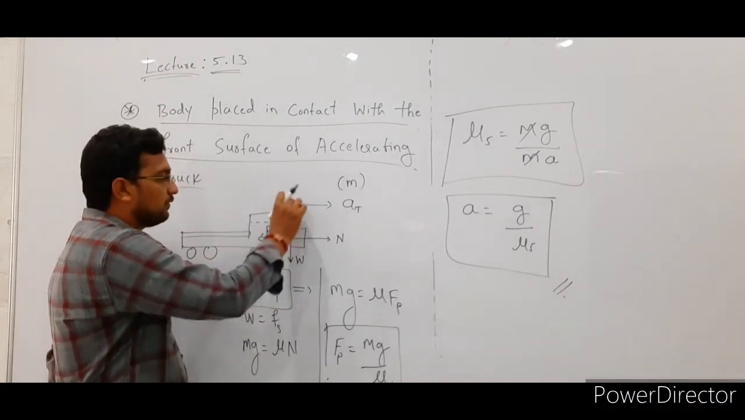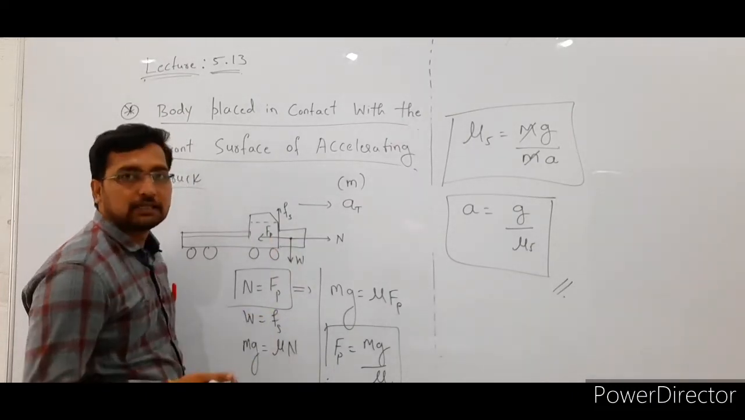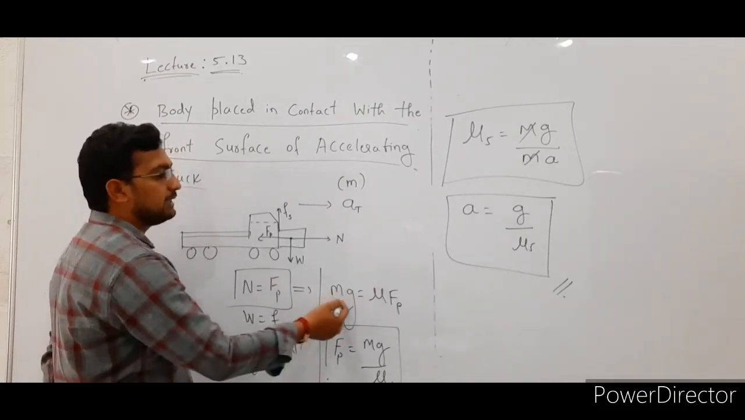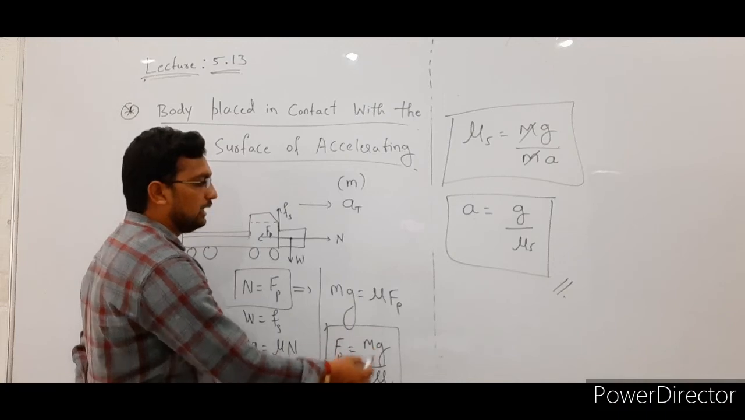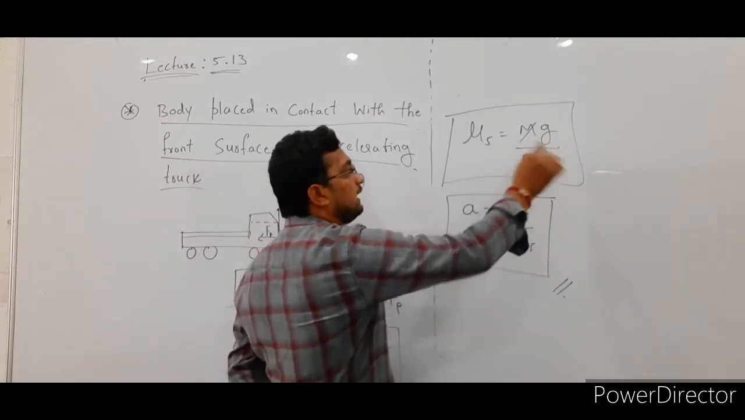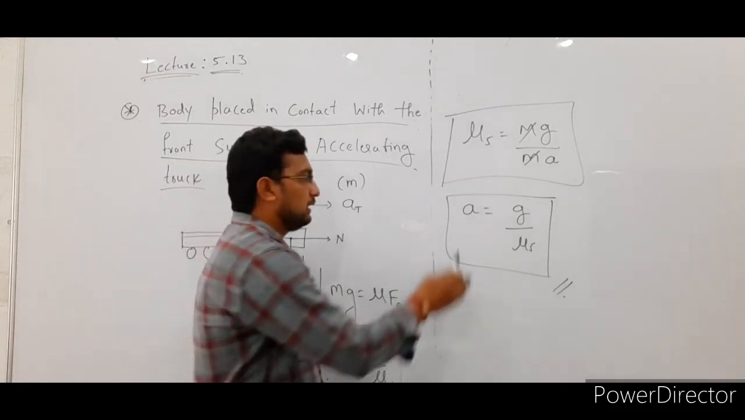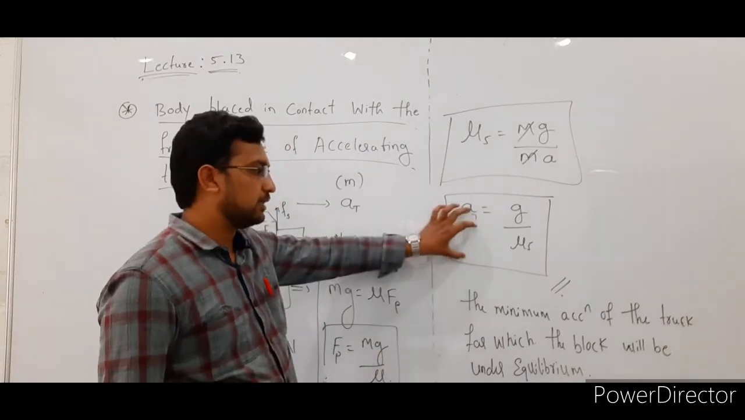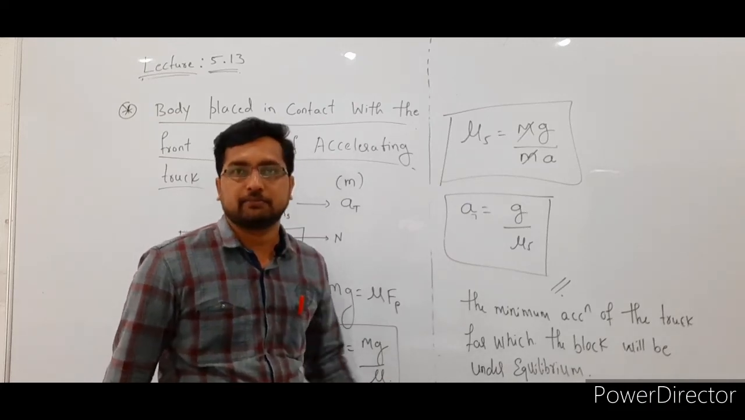So after that, the friction force is balanced by the weight of the block. So weight is equal to friction force. The friction force is nothing but the product of mu into N. Here the normal reaction value is F suffix P, that is mg is equal to mu into F suffix P. So from this one, F suffix P is equal to mg divided by mu suffix S, or mu suffix S is equal to G divided by A, or A is equal to G divided by mu suffix S. So this gives the minimum acceleration of the truck for which the block will be under equilibrium.